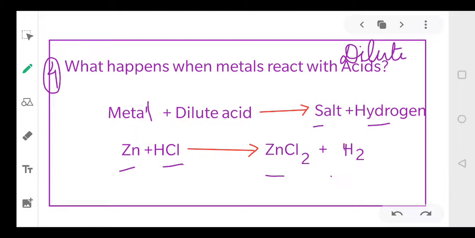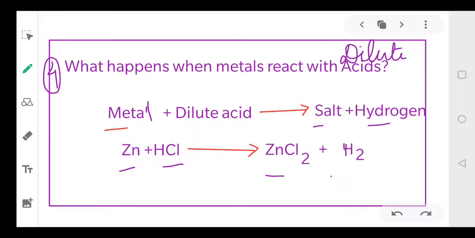What happens when metals react with dilute acids? So dear students, metals will react with dilute acids to form salt and release hydrogen gas. Always remember this equation, it is called the general equation. General equations are very important, and they help us to understand the mechanism. So always remember and learn this by heart, that metals will react with dilute acids and produce salt and hydrogen gas.